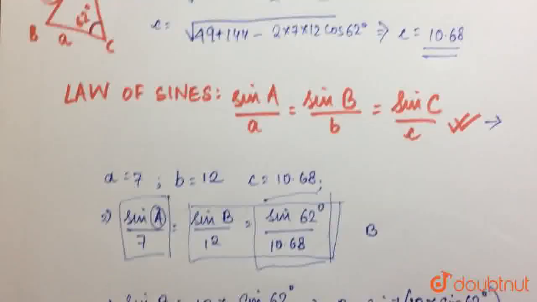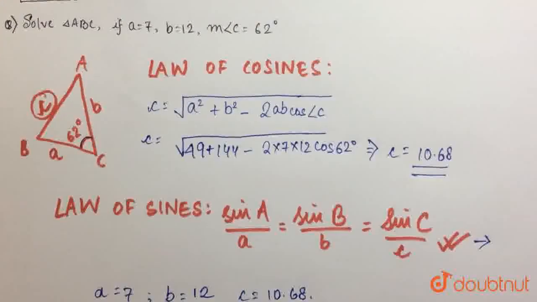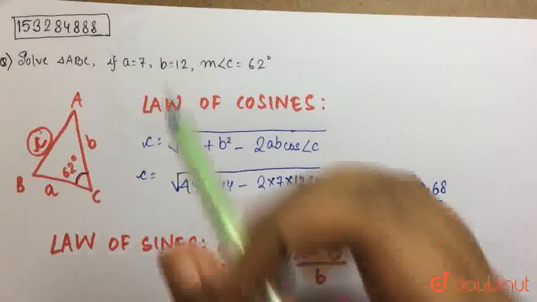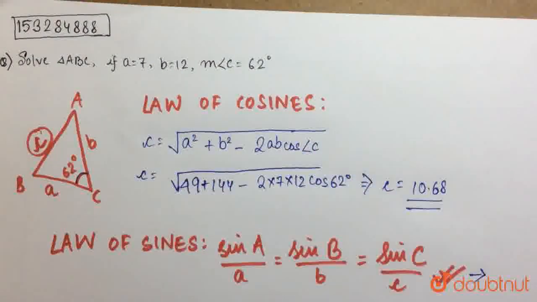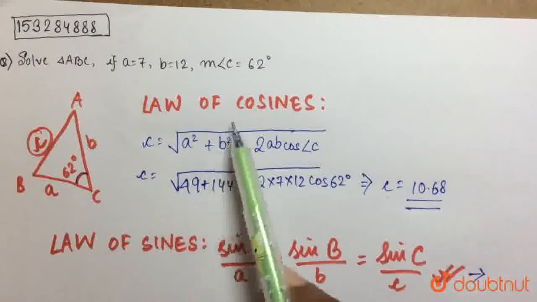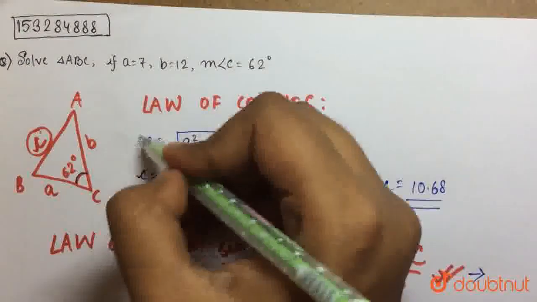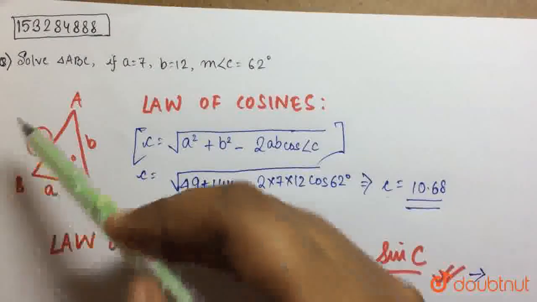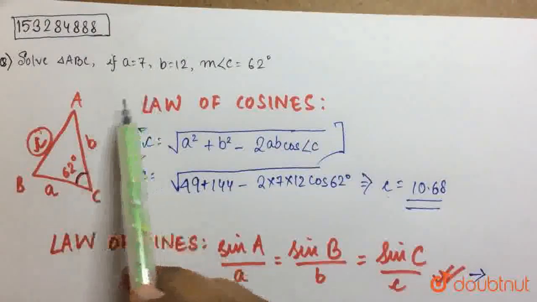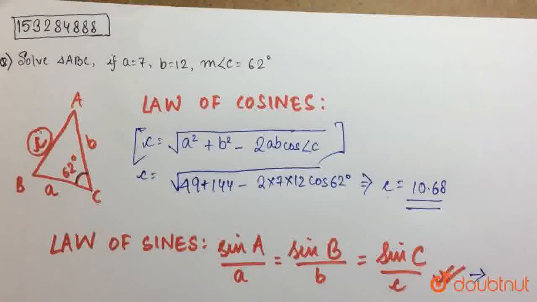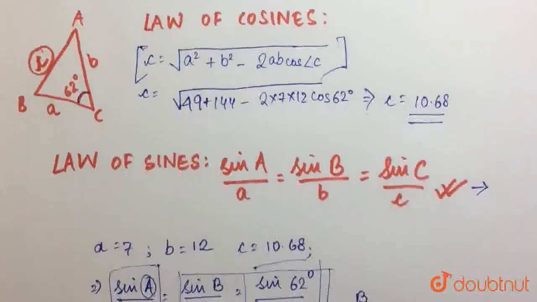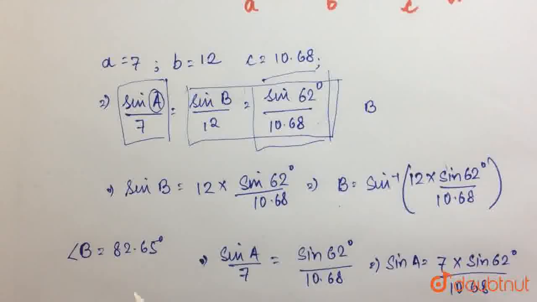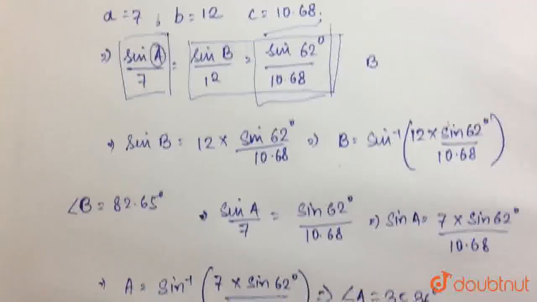See, once more, when you are given to solve for the triangle, that means you have to find out the values of angle A, B and C, and you have to find out the sides, that is small a, small b and small c. So first we found out small c using the law of cosines, right. This is the particular formula. So you are using that formula to find out the value of small c. So now we have the value of all the three sides A, B and C, right. Next we will find the value of angle A and angle B using the law of sines, right. So from there we find out the value of B as 82.65 degrees and the value of A as 35.36 degrees.